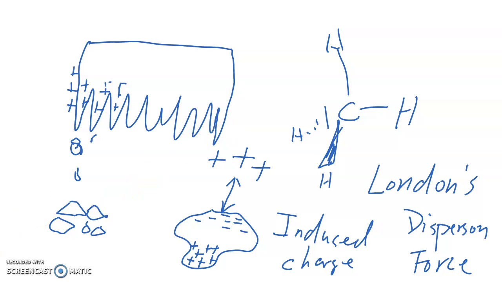So in summary, we have seen four different types of intermolecular forces. They are dipole attraction, hydrogen bonding, and we have seen ion dipole attraction, as well as the London's dispersion force.